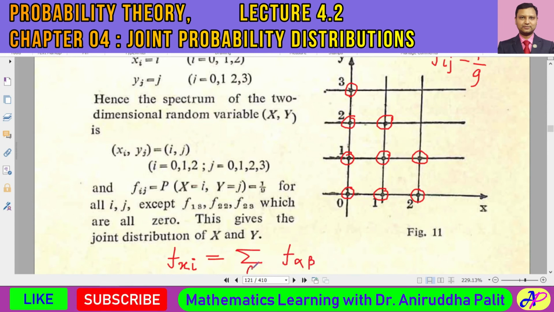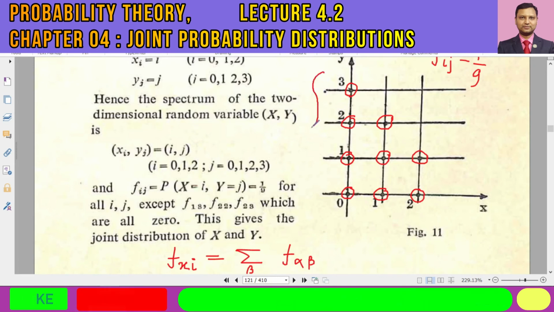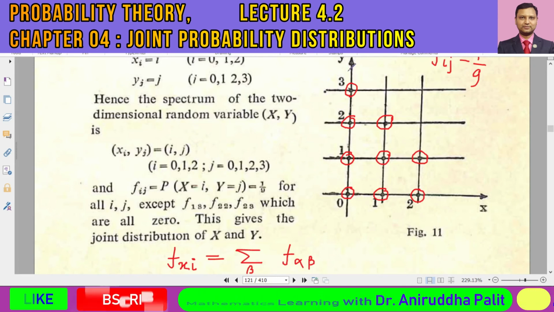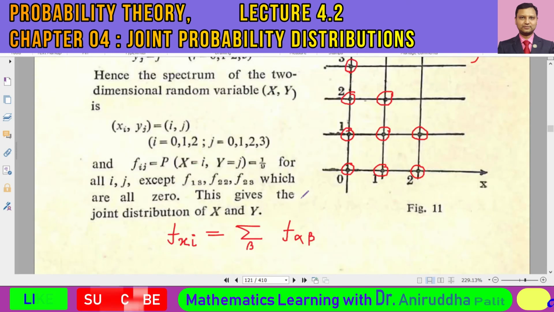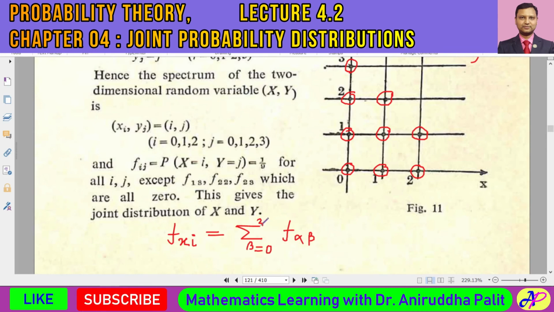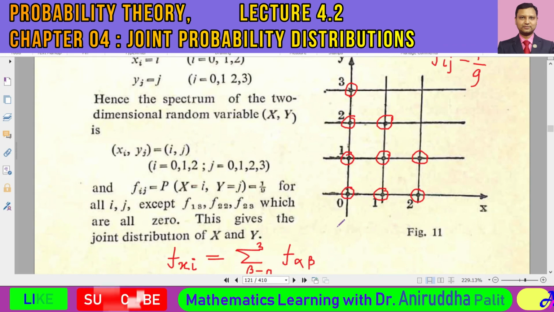Beta should be theoretically minus infinity to infinity, but over here the range of the second index, meaning the y index, is equal to 0 to 3. So we can say that over here beta would vary from 0 to 3. All right, so what would be the corresponding summation?